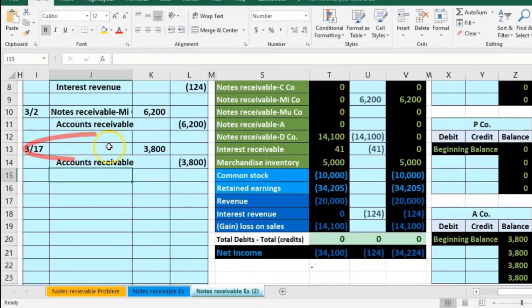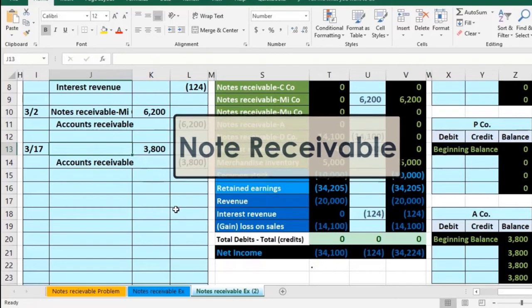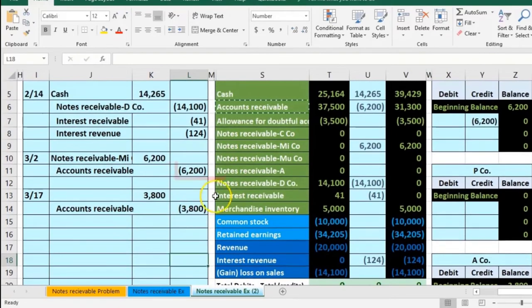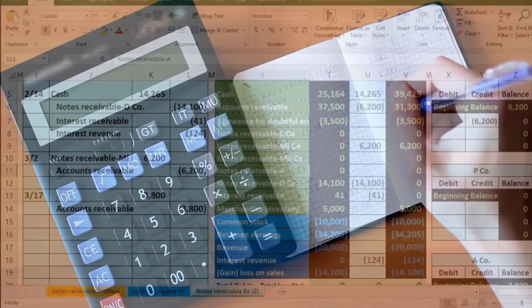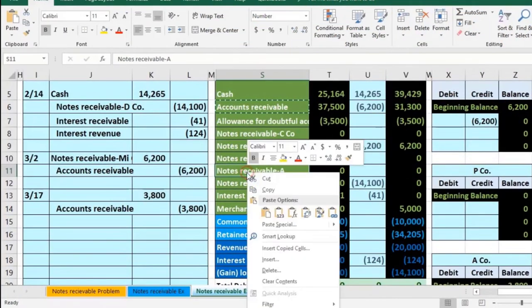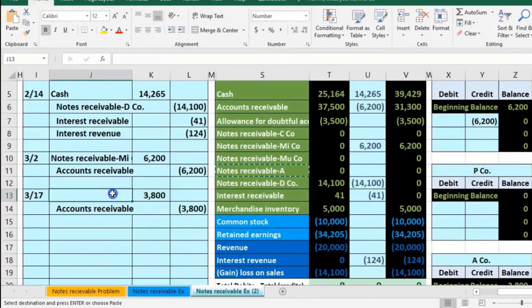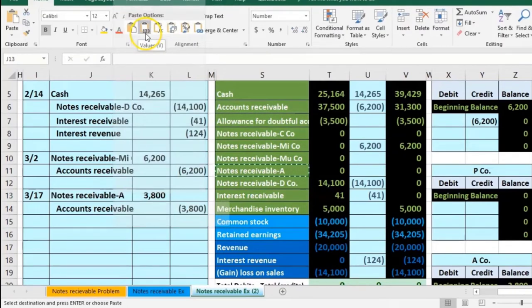And then we just need to know what this account will be. It's going to be notes receivable. Notes receivable for A company is right there. It's still in the green. It's still a receivable. Still has a debit balance. It's going up in the debit direction by doing the same thing to it. Another debit. So S11, right click and copy. We're going to put that up top in J13, right click and paste. 1, 2, 3. Then we'll post this out.